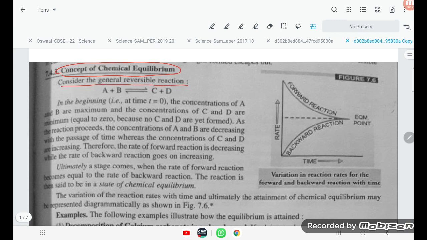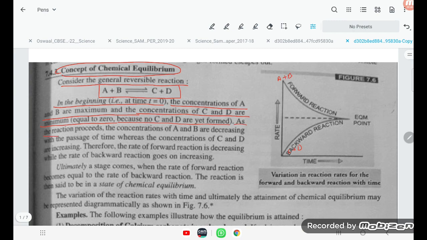Consider the general reversible reaction, student: A plus B reversible C plus D. In the beginning, at time t equal to 0, the concentrations of A and B are maximum, and the concentrations of C and D are minimum, equal to 0, because C and D are not yet formed. So here you see, student, this line is going to be C, D and this is going to be A plus B.